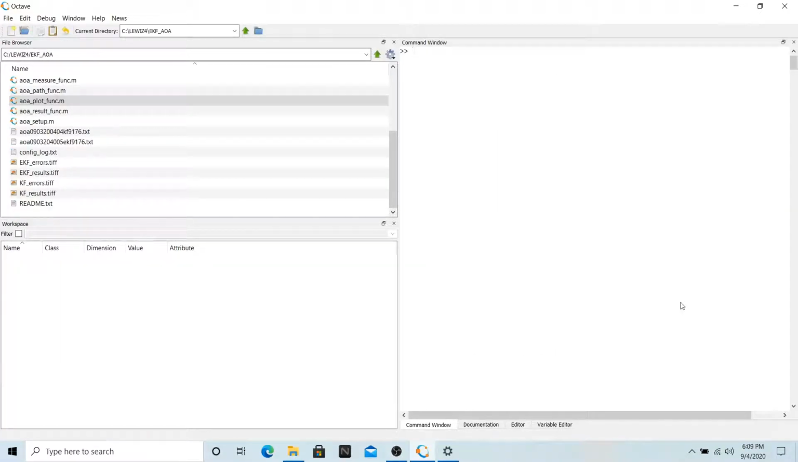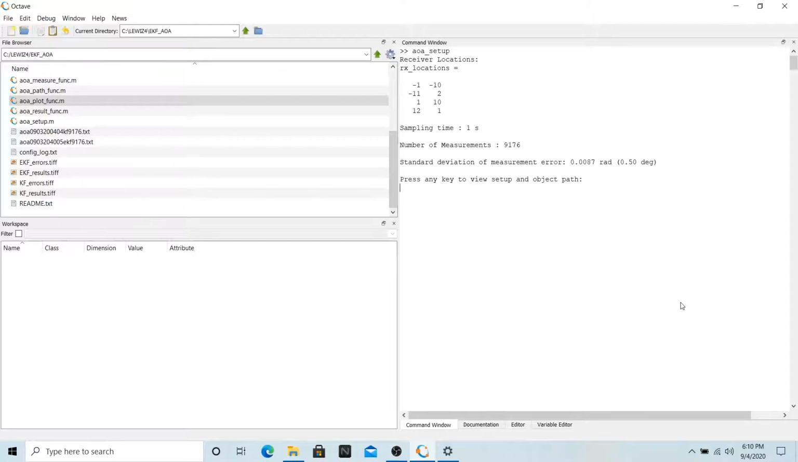Now we will take a look at another method for RF location tracking, which is AOA or angle of arrival. In this method as well, we use multiple receivers. However, in this case, we measure the angle of arrival at each receiver and then use these angles of arrival to calculate the x and y coordinates of the signal source. The standard deviation of the measurement error in this case is 0.0087 radians or 0.5 degrees. The number of measurements is about 9,000.